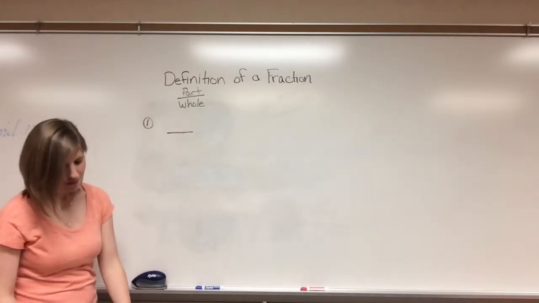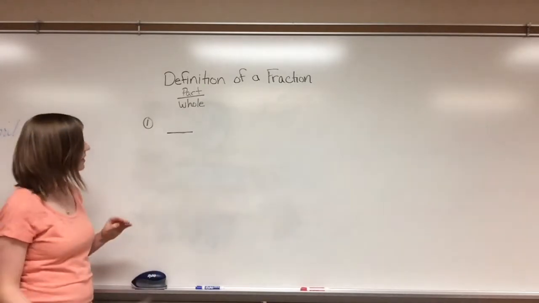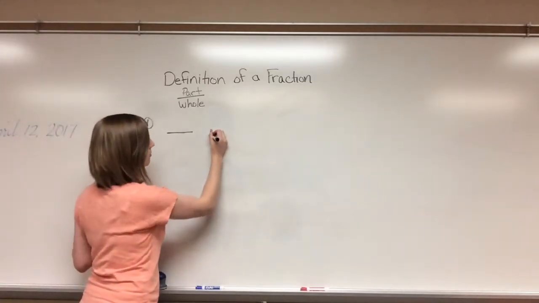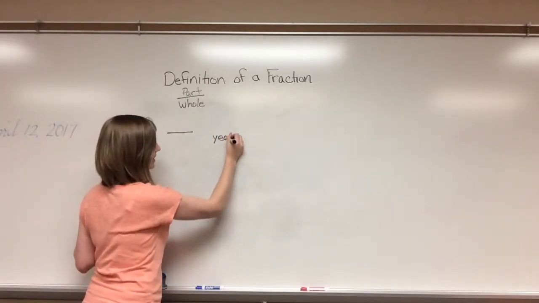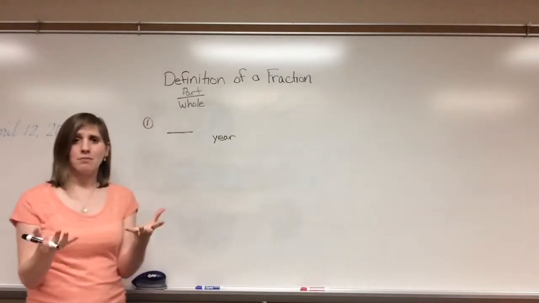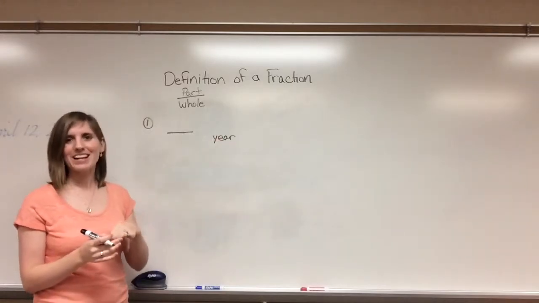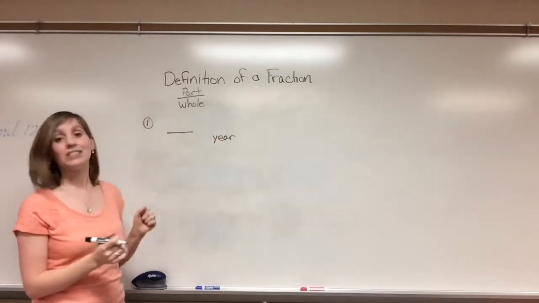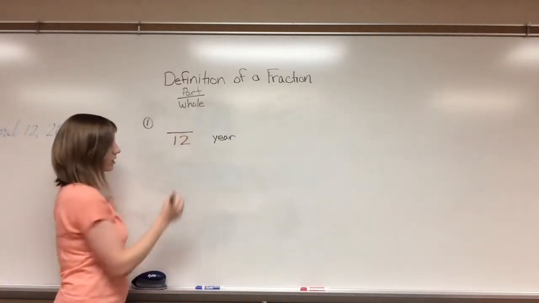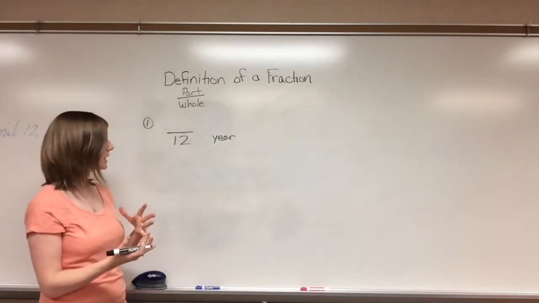It says, 5 months is what fraction of a year? So my total, my whole, is going to be a year. So the first thing we need to think of is, well, how many months does it take to make a full year? All right, so to make a full year, we would need 12 months. So 12 would be my whole amount. There are 12 months in a year, so all 12 to make 1 year.